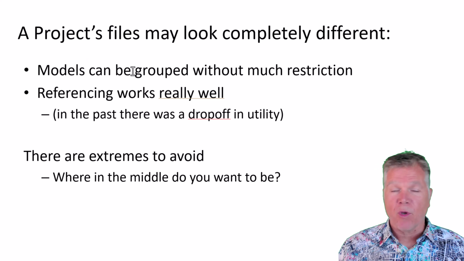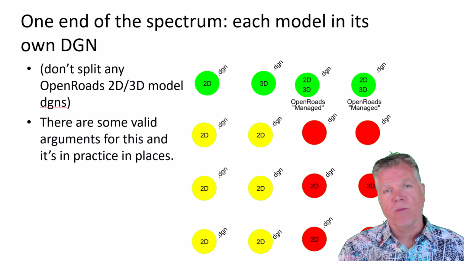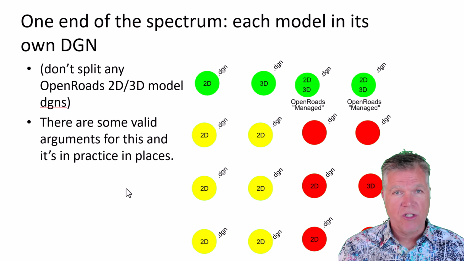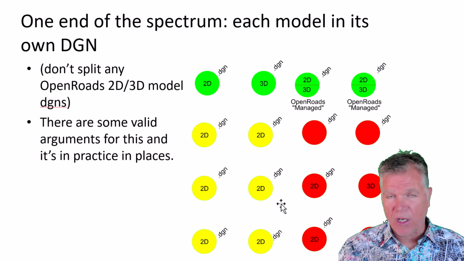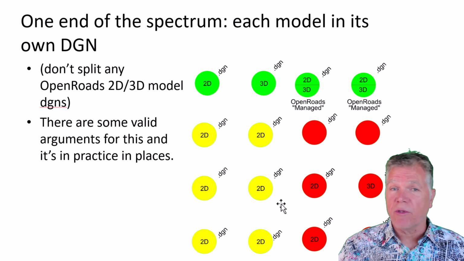There are some extremes, and you want to be somewhere in the middle. One extreme, one end of the spectrum, is every model has its own DGN. So you might have a 2D DGN, you might have a sheet drawing DGN, and for every sheet you might have its own DGN. There are a lot of places that do that, especially initially when this stuff first came out.